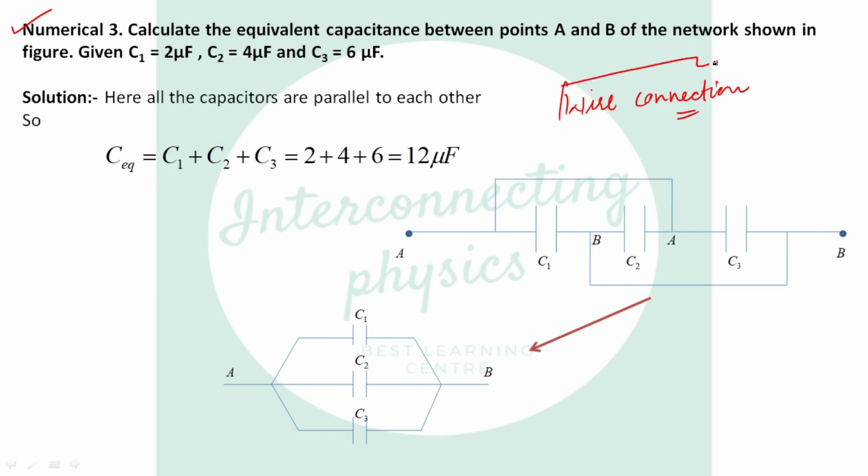Wire connection. Okay, now I will tell you the method how to solve such type of problems. Calculate the equivalent capacitance between point A and point B of the network shown in the figure. Given C1 is 2 microfarad, C2 is 4 microfarad, and C3 is 6 microfarad. Okay. So let's solve this. Now it's very difficult to judge here which of the capacitances are in series and which are in parallel. Most of the time students make a mistake and they think that these three capacitors are in series, but this is not like that. Okay, let us understand the method.